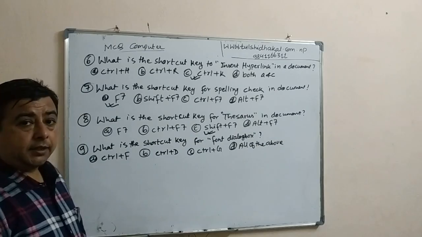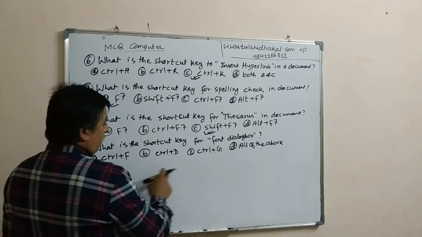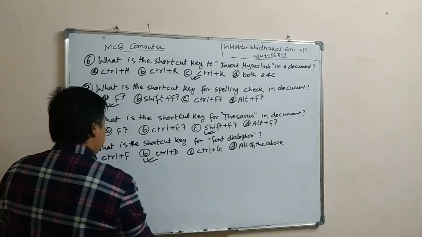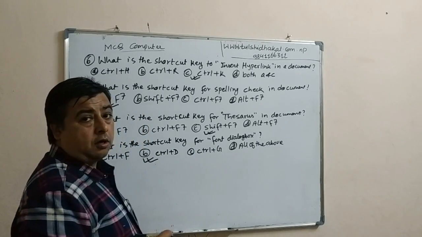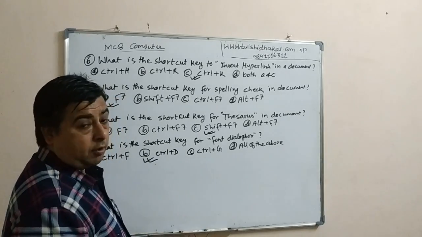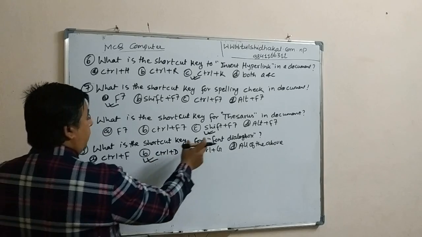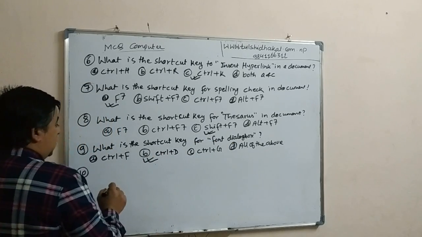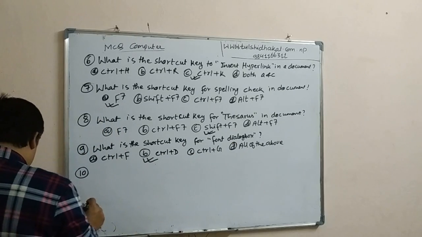Control plus F is to find, Control plus G is go to, and Control plus D is the shortcut key for the font dialog box. The shortcut key for the font dialog box is Control plus D. So the best answer is option number B.